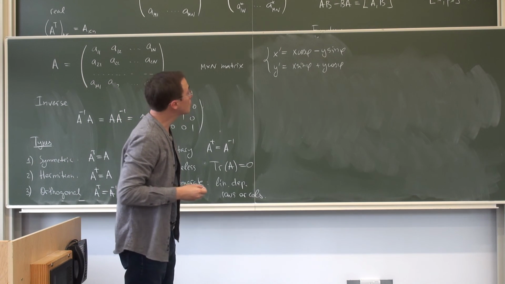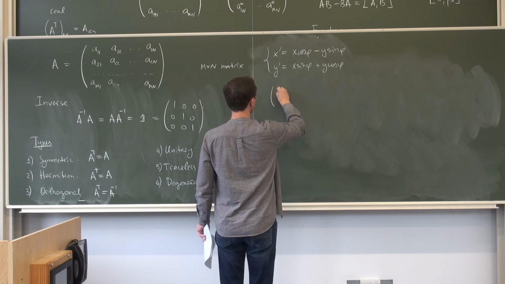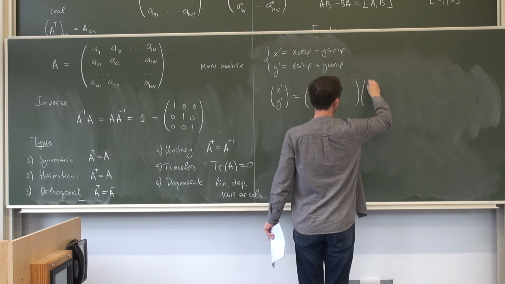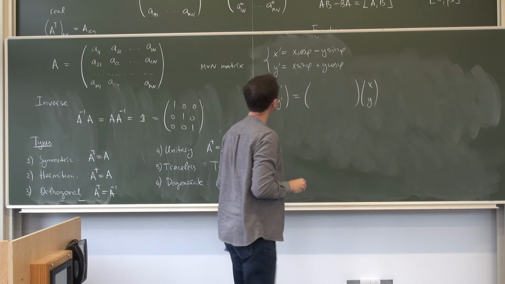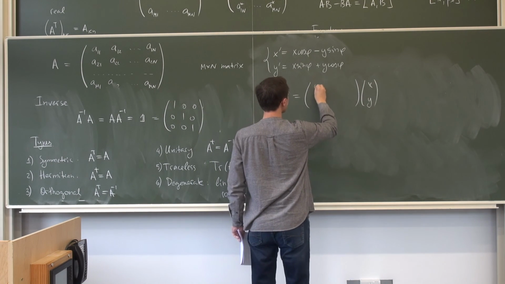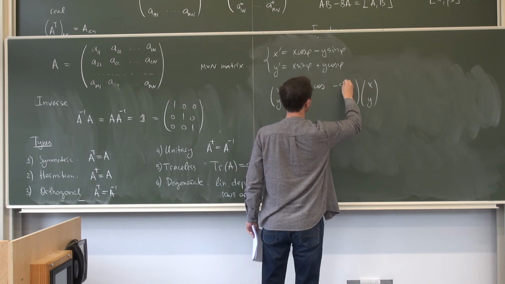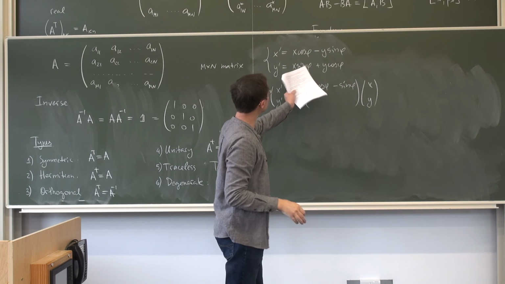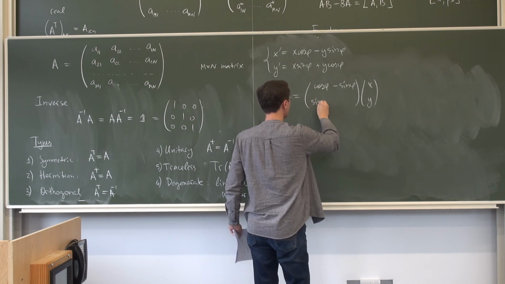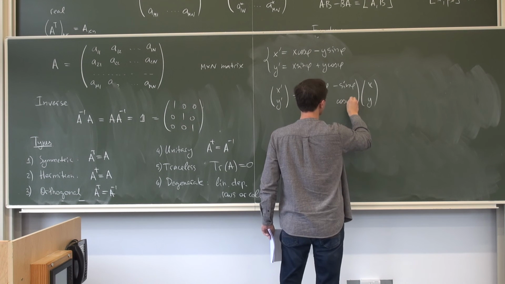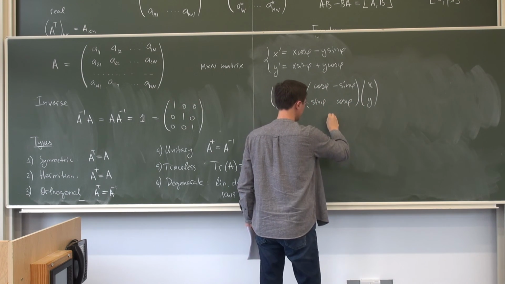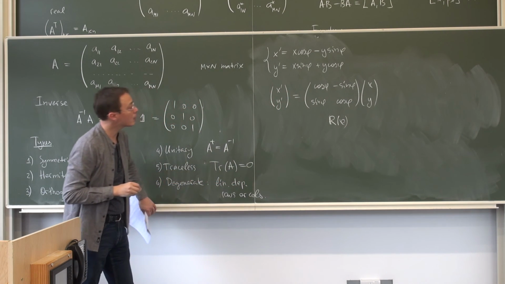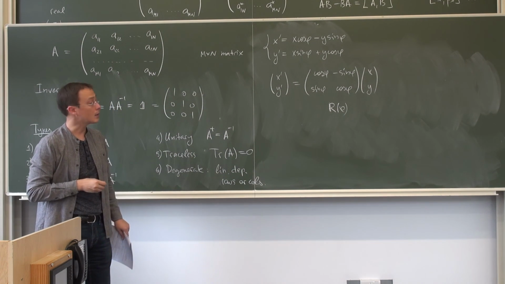This is actually quite easy to write in terms of matrices. So we have x prime, y prime as a vector equals some matrix times x, y, and let's just fill it up. So x gets multiplied by a cosine phi, and then y gets multiplied by a minus sine phi. Then in the second line, x is multiplied by a sine phi, and y is multiplied by a cosine phi, and this is called R of phi, the rotation matrix around the z axis in this case.